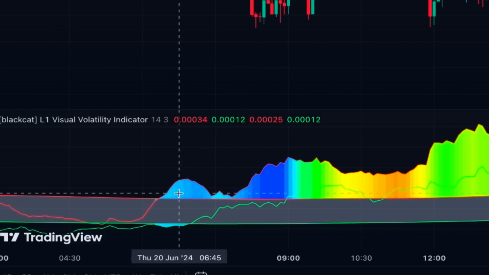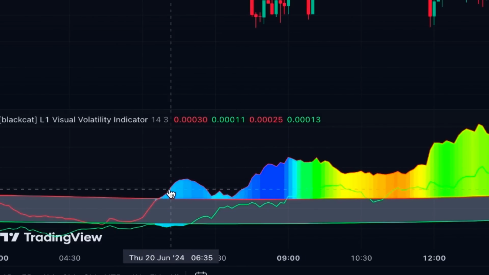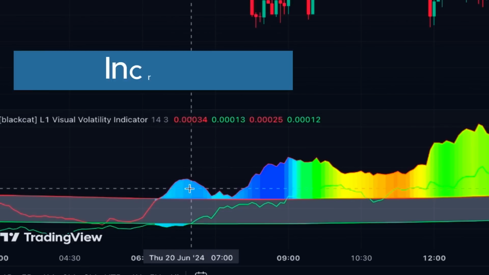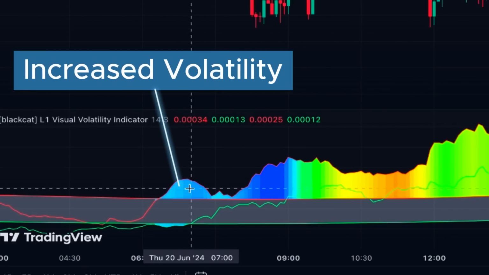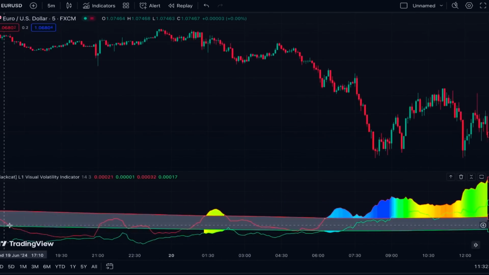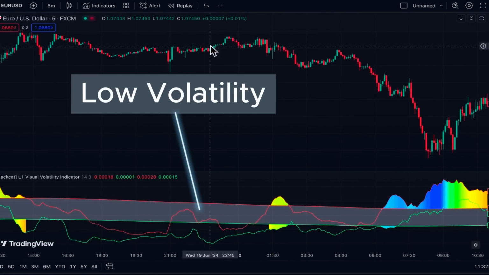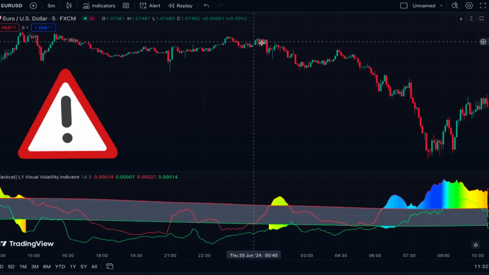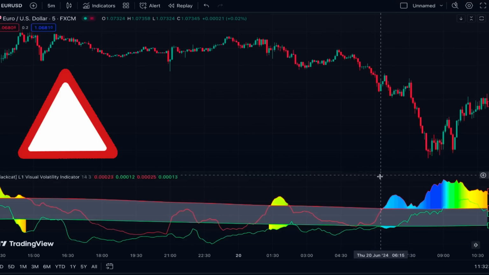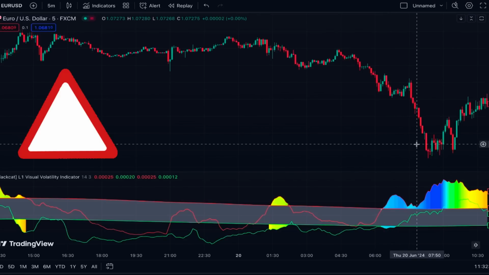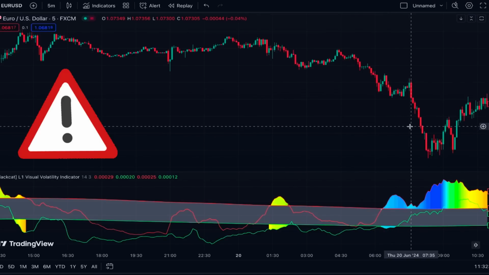And whenever this happens, I mean having the red line above the channel and having the colors appear, this shows we have increased volatility. In other times, when we have only the channel with lines below the top of the channel, this shows low volatility in the market, and it tells us that the market is probably flat. Please pay attention that increased volatility doesn't necessarily mean that the price is going to move in one direction and give you the opportunity to make profit.